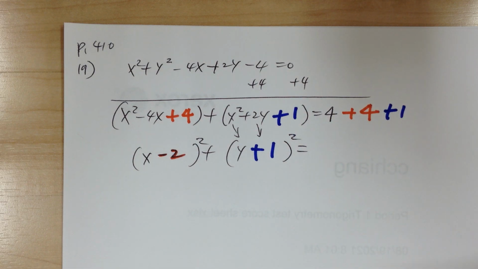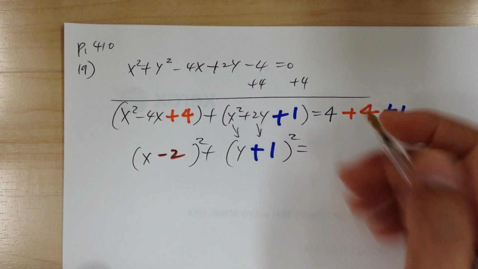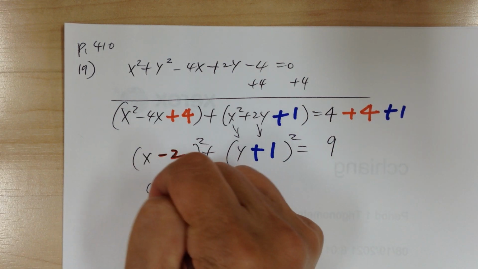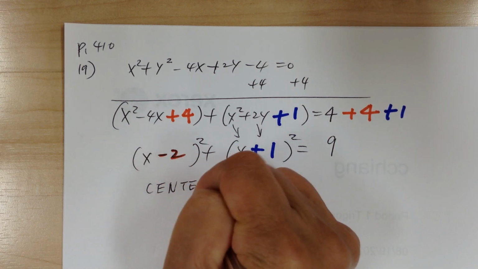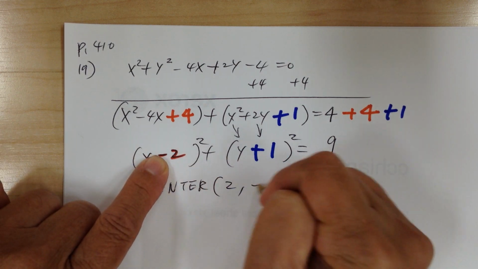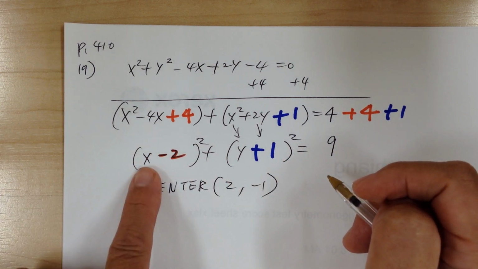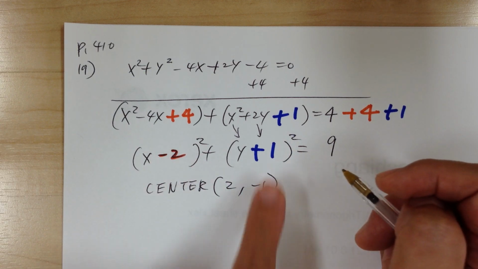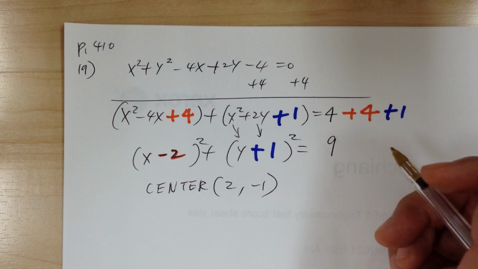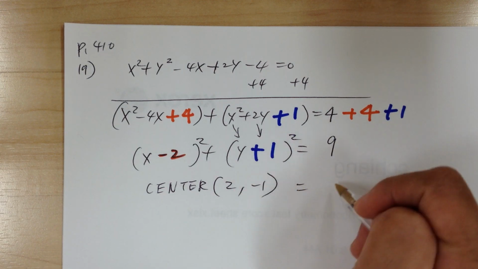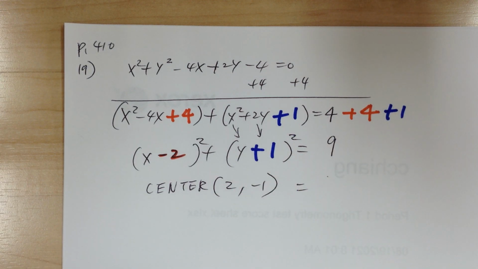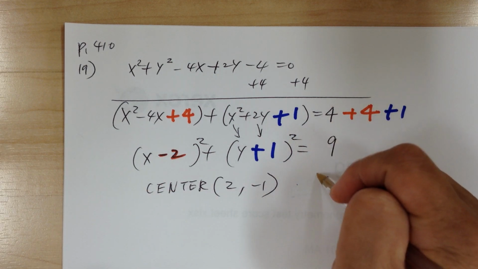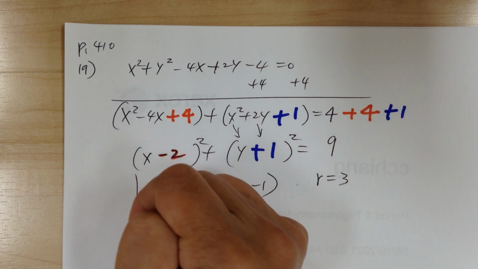This way, 4 plus 4 plus 1 will give me 9. Once I complete the square, then I can get my answer. The center is going to be at (2, -1). You just take the opposite, or just set it equal to 0 and solve. Set it equal to 0, you add 2 on both sides. Set it equal to 0, you subtract 1 on both sides. And this will equal r squared, so you take the square root, so r equals 3.